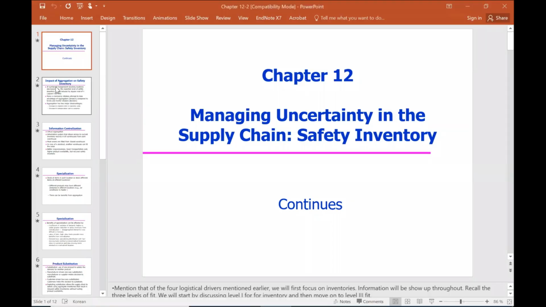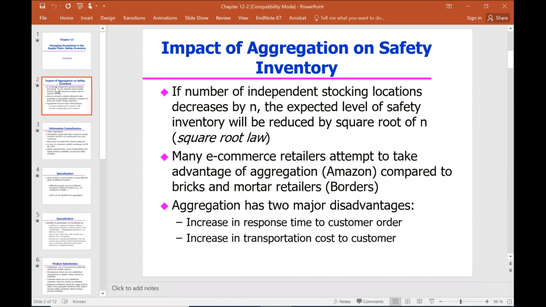Here I'm going to start with the so-called famous square root rule. So what is this square root rule? This is a very famous theory in operations management and also supply chain management. Let me just read through that.